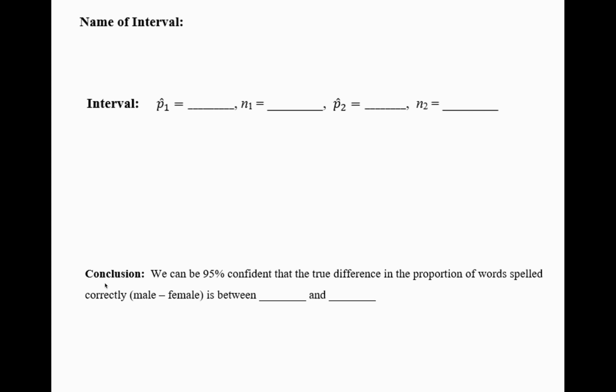Now for the name of the interval, we are going to call this a 2-sample Z interval for P1 minus P2. It's 2-sample because we have 2 separate data sets, male and female students, and we're doing an interval, not a test. And for proportions, we always use Z. Now for the calculation part, that's the I step. We're going to calculate our interval.